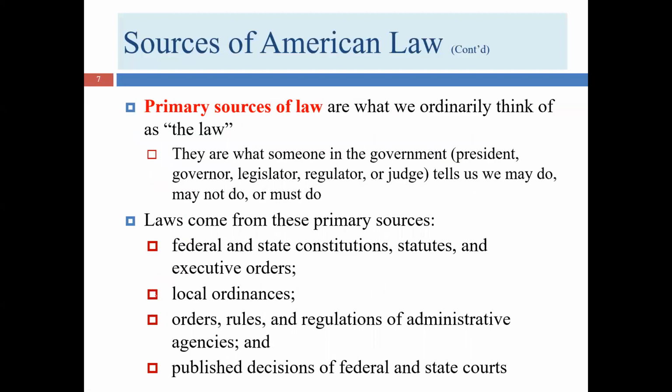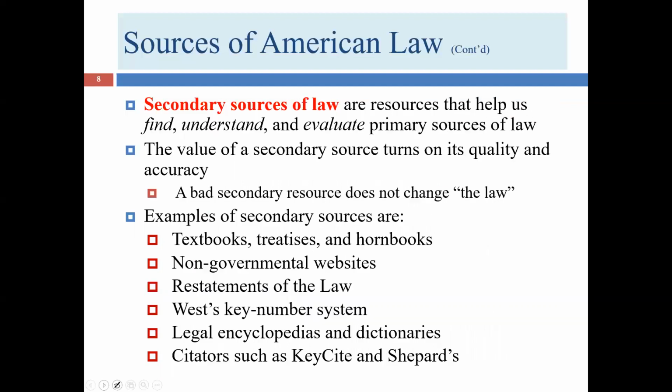We've already talked about primary sources of law, but the way to distinguish between primary and secondary sources is that with a primary source, someone in the government is telling us to do something or not do something, or that we have the right to do something. So it is an official from the government acting in his or her official capacity saying that. It could be the president, it could be the governor, it could be someone in the legislative branch, it could be someone from an administrative agency, or it could be a judge. All of those would be primary sources of law. And again, here are the examples that we talked about in an earlier presentation.